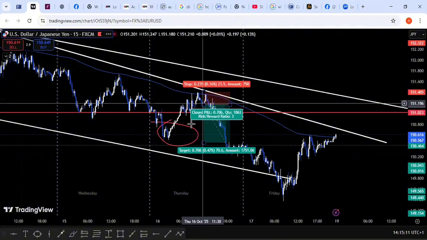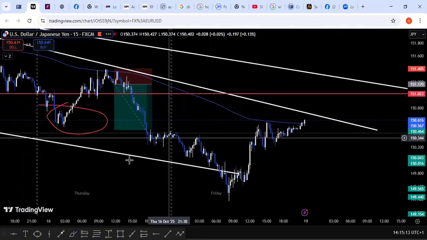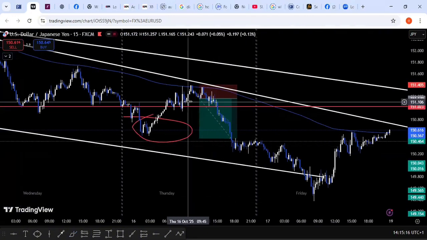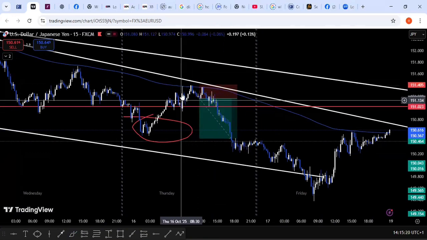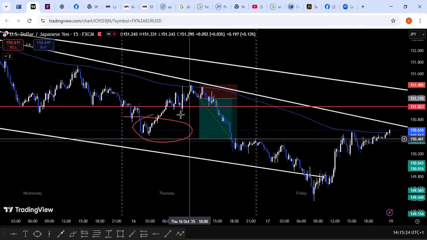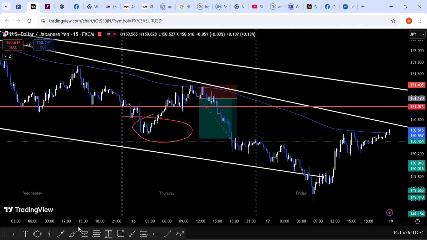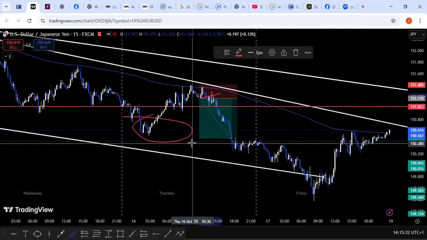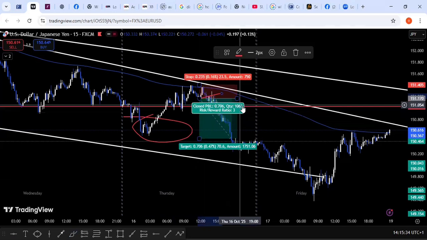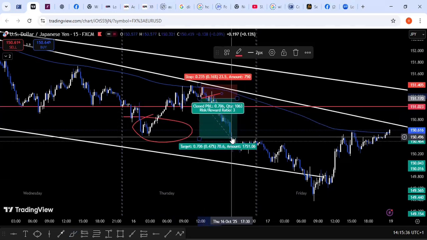This trade right here, basically what I do is I look for, some people call it double top, double bottom. I call it M's. I look for M's, and then I enter the trade. As you can see, my entry was right here. And this was a 1 to 3 trade. USDJPY gives a 1 to 3 risk reward.